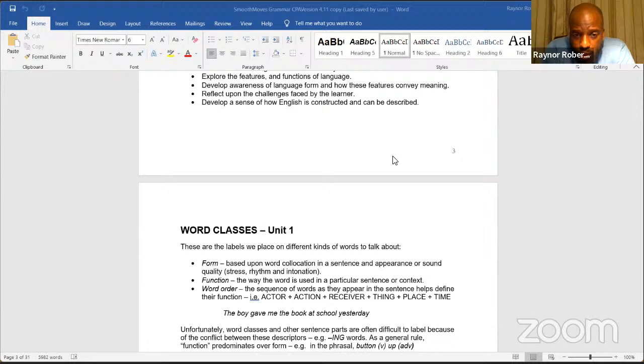The boy gave me the book at school yesterday. The boy: the, determiner; boy, subject, actor; gave, action; me, receiver of the action. All right. The book, indirect action, right? Or the thing, rather. At school, the place. Time, yesterday. So the word order often tells us the function.